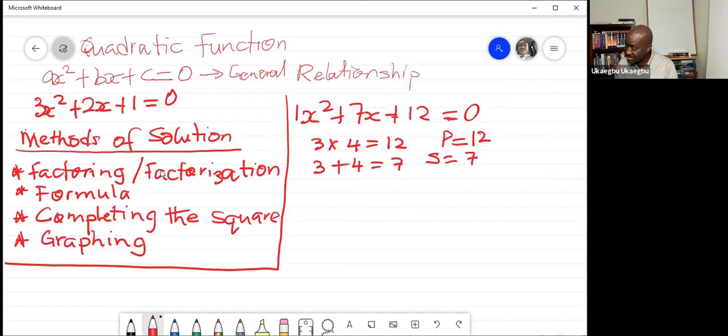So that gives us a hint of what we need to do. We are going to use these two numbers, and then expand the equation. So we can write x squared plus 3x plus 4x plus 12 equal to 0.